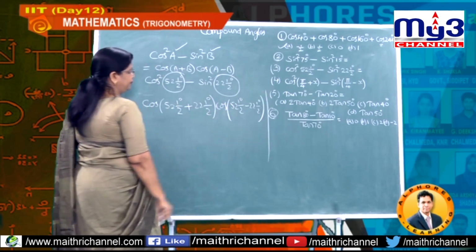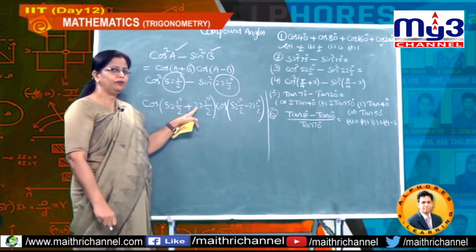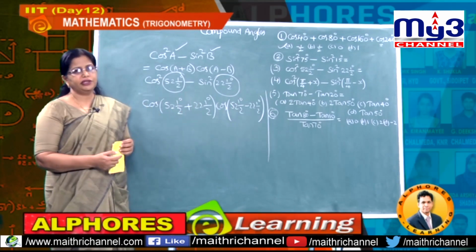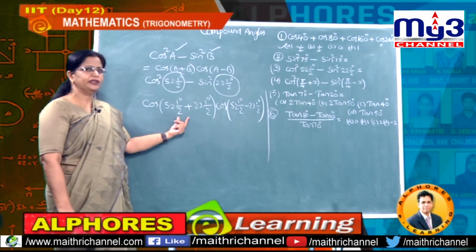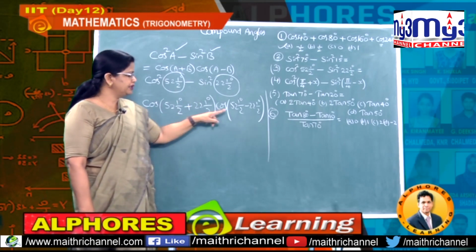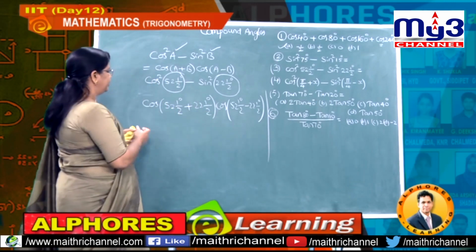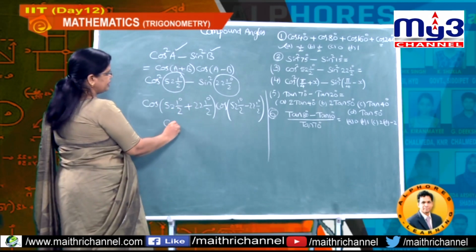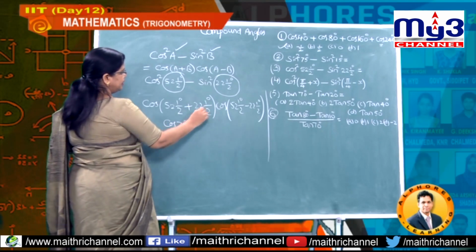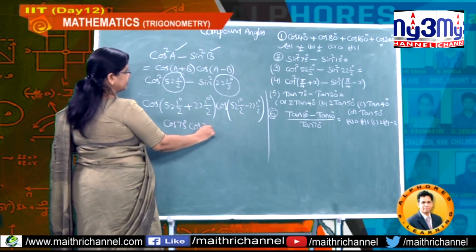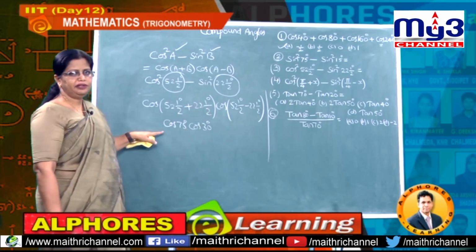Understand? Now, what is 52 and a half plus 22 and a half? What is the value? It is 75 degrees. And what is this value? It is nothing but 30 degrees. So you got here cos 75 degrees into how much? Cos 30 degrees, right?